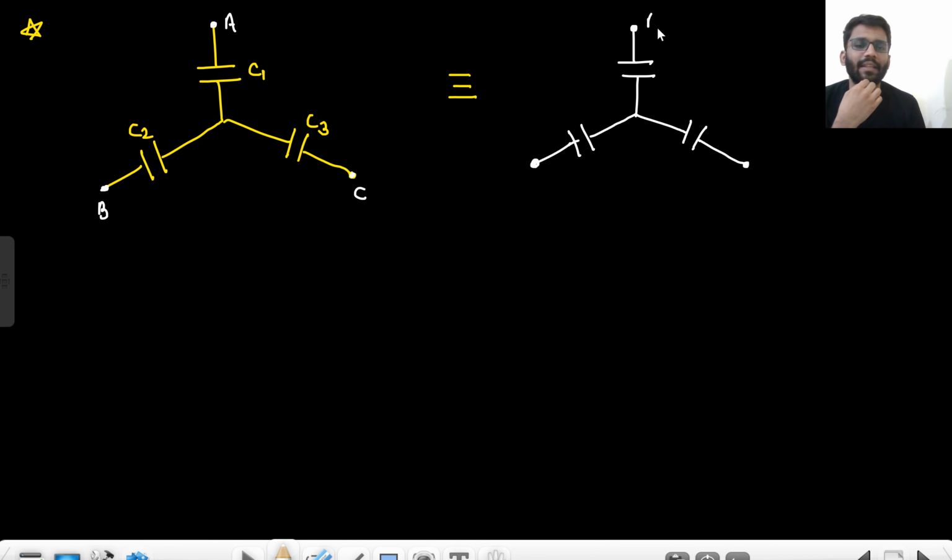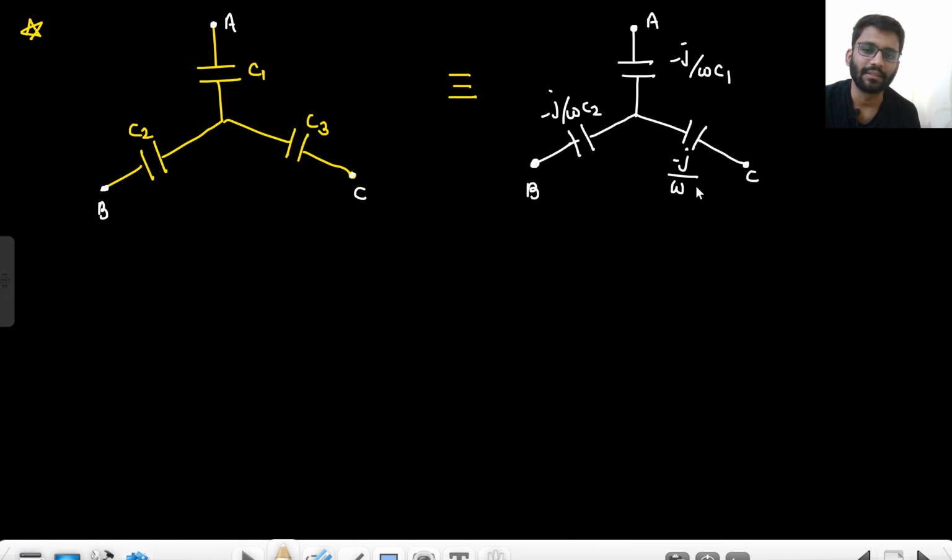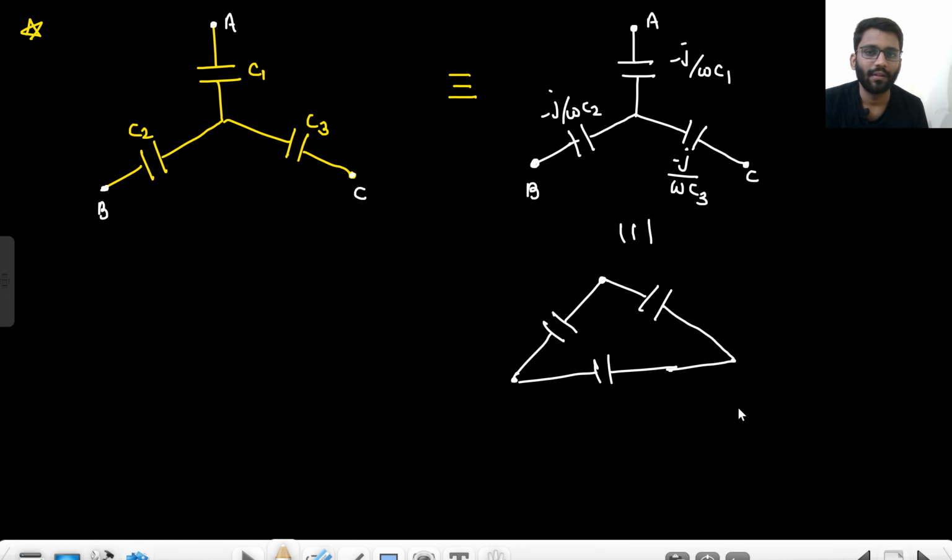Okay, so this is A, B and C. So this will be minus j by omega C1, minus j by omega C2 and minus j by omega C3. So now we will convert it. I think I should pause and make the diagram. Okay, so we will write for this one. This is A, B and C. So we will write for this capacitor only.